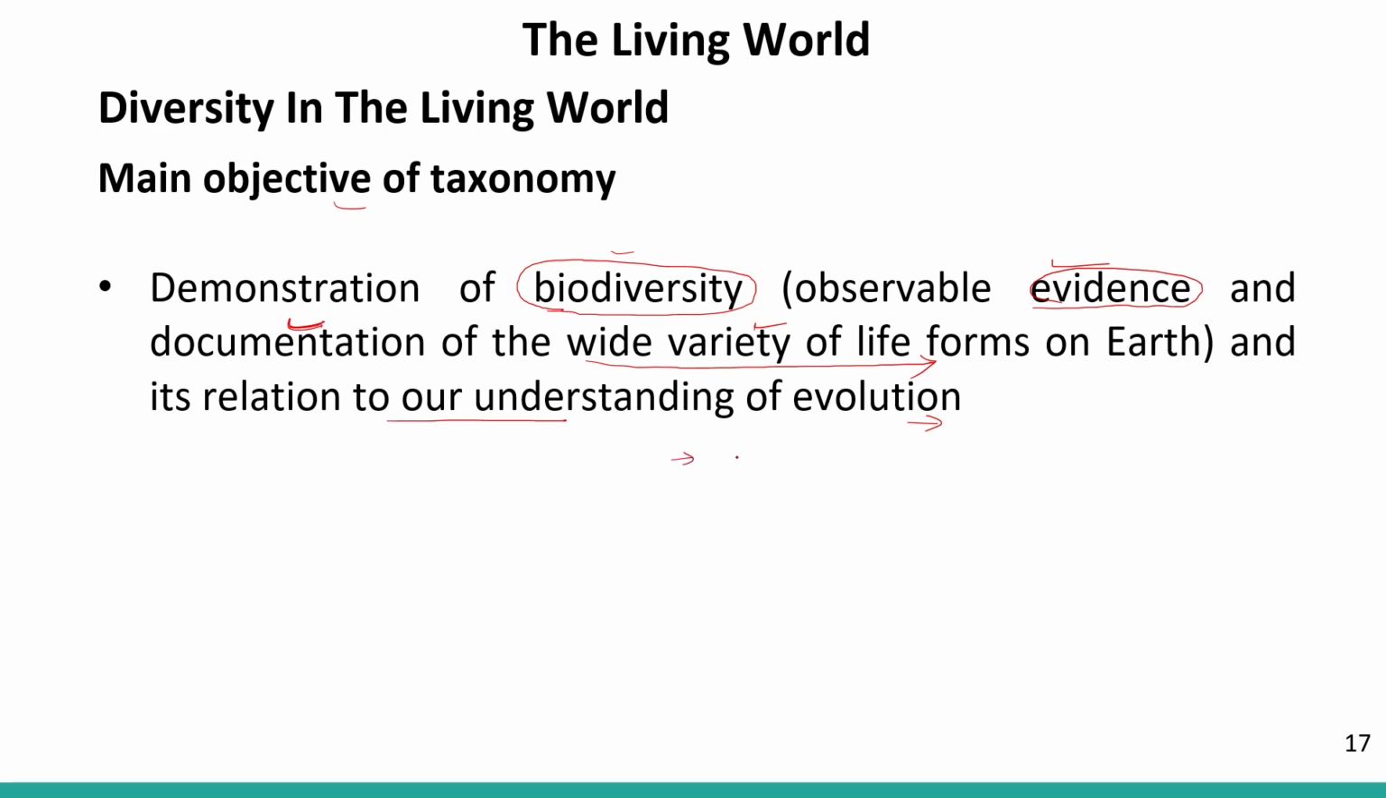So this is the objective of taxonomy. It has two parts. First is the evidence of biodiversity, and then how biodiversity can help us to understand the process of evolution.